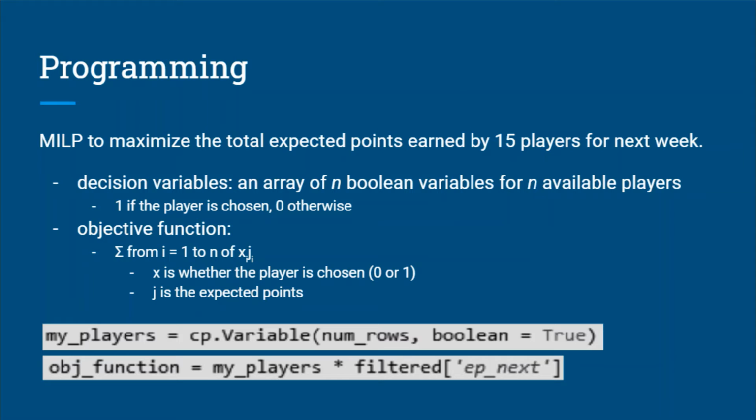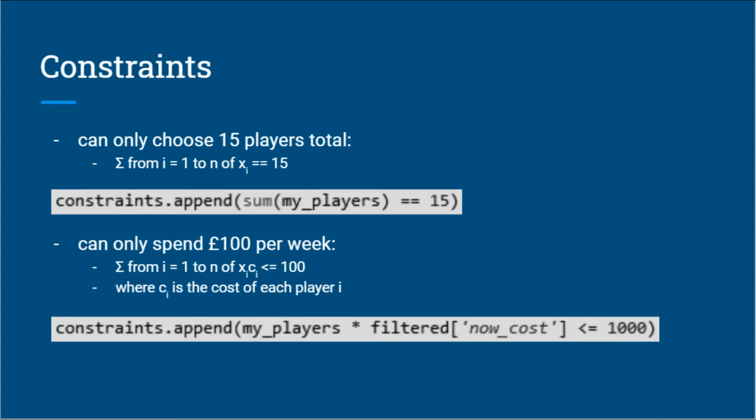The objective function is the array of Boolean variables multiplied by the expected points for each player. We had several constraints to keep track of in the program. First, we must choose exactly 15 players. Second, we must only spend a maximum of £100 in a given week.